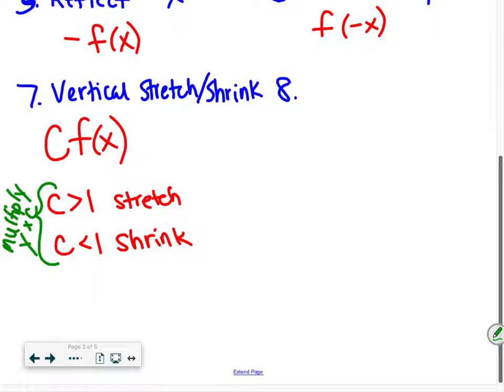Can you read that? Should I put it somewhere else? Fine? Okay. Trying to do the least amount of writing for you.